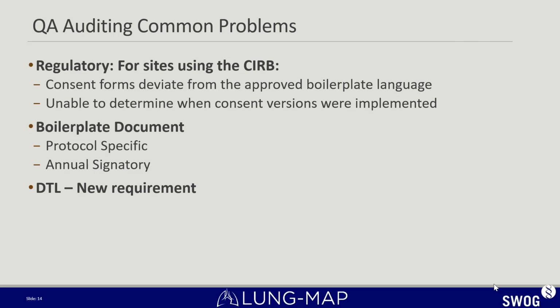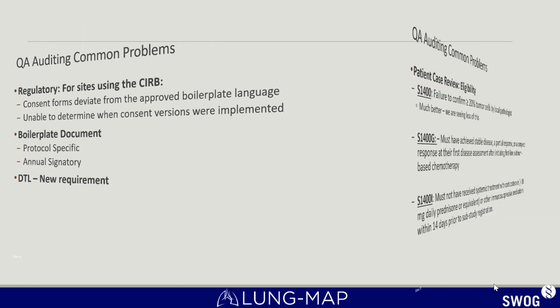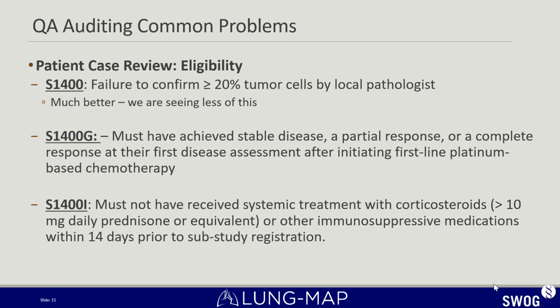And so with your boilerplate document, it needs to be protocol specific, and you need to have your annual signatory information. So make sure that if you change anything, that you update that and that we see that. And then the DTL is a new requirement. So if you're using the site authority log document that we have in SWOG, that's fine. We just need to make sure that with 1400, which is a potential FDA registration study, that you have one that's specific to that.